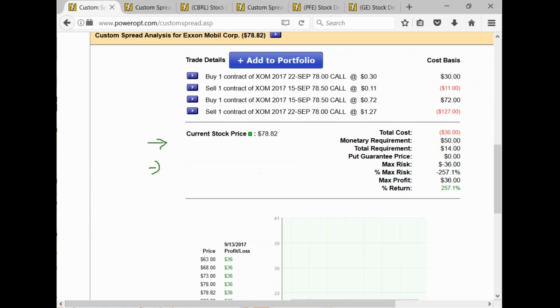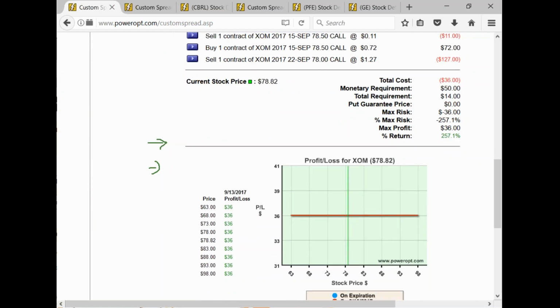Now, this is going to give me a straight profit and loss chart, but guess what? That's your profit. Okay, you've got a profit of $36 on a 19-cent investment, or 257%. You said, can you move up to the September 78.50? Yeah. I mean, let's take a look at it, okay?